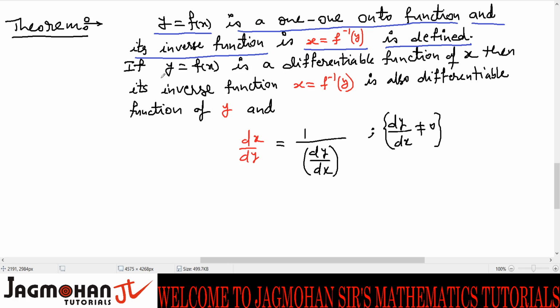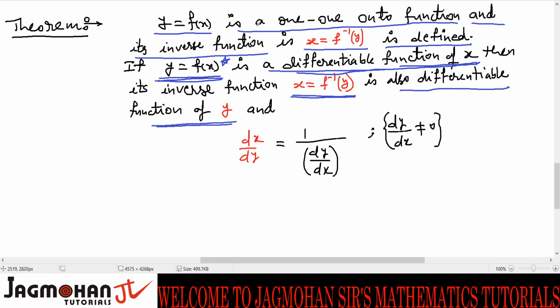Further, it says if y equals f of x is a differentiable function of x in its domain, that is, you can differentiate this function with respect to x, that is why it is written it is a differentiable function of x, then its inverse function x equals f inverse of y is also a differentiable function of y.